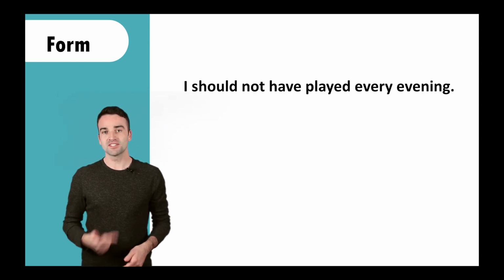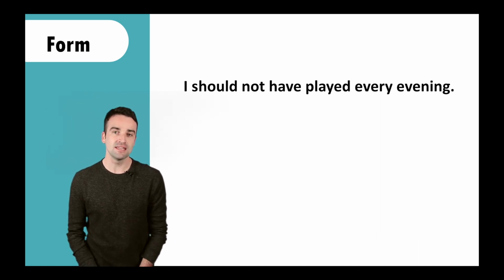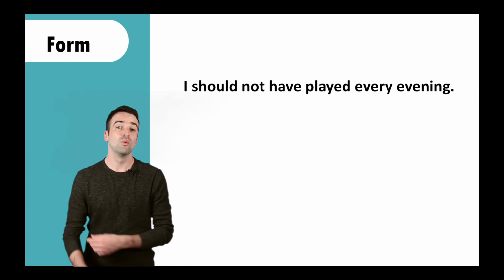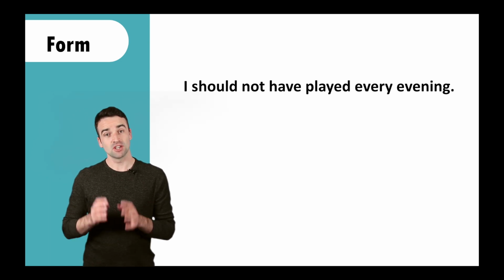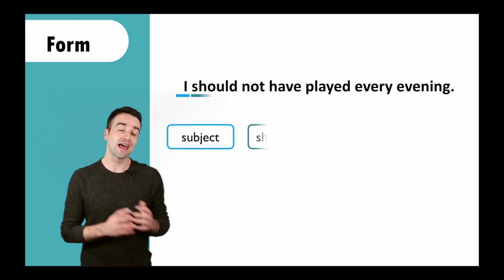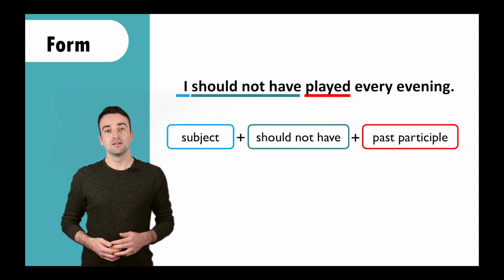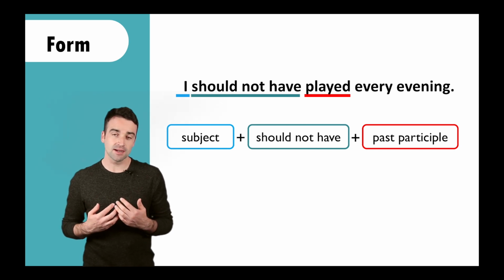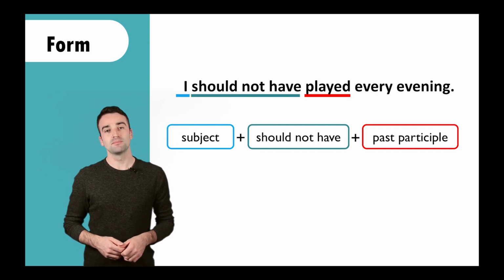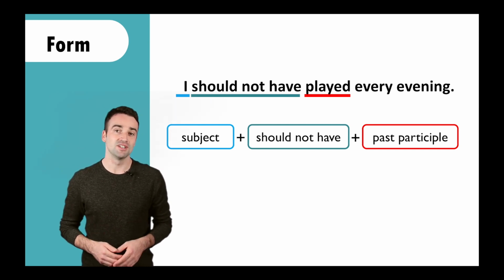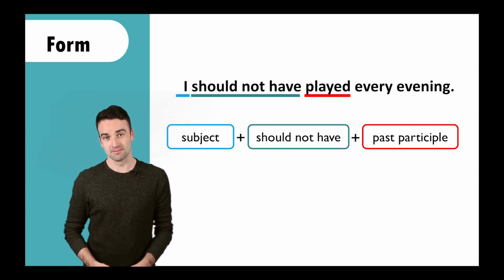Okay, now let's look at this sentence here. I should not have played every evening. So again, what is the form here? Well, it's actually very similar. It is subject plus should not have plus past participle. So in this sentence, I is the subject, plus should not have, plus the past participle of play, which is played. Every evening is extra information.